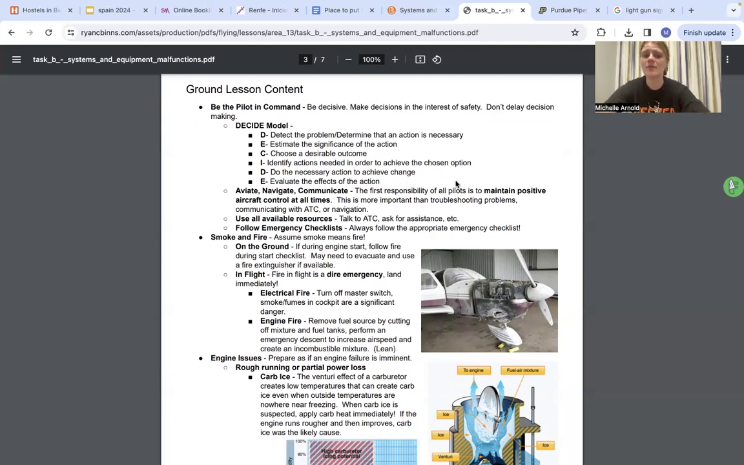And then always remember, aviate, navigate, and communicate. So the number one thing you need to do is fly the plane, maintain control of the plane, and then navigate, make sure you're going the right direction, and then focus on communicating. Your first instinct should not be to tell ATC. You need to fly the plane first and then talk to ATC.